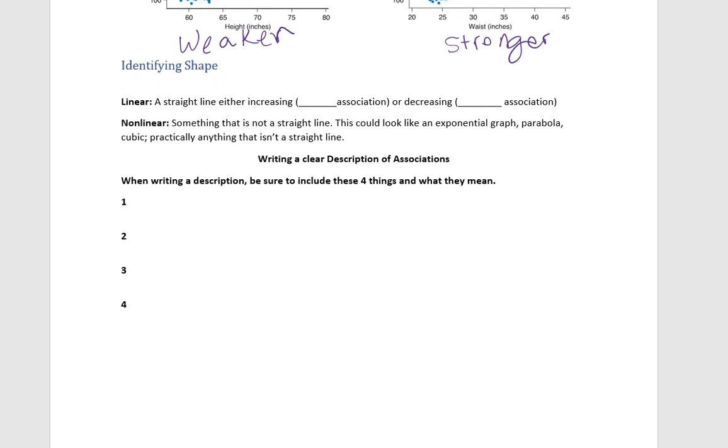Now, when we're identifying the shape, what we can do is put them into two groups. So you either say that the shape of the graph looks linear, which means it's a straight line, which means that it's either always going to be increasing, which means a positive association or a positive slope, or decreasing. Anything that isn't a straight line in this class, we're just going to say it's nonlinear. So this could look exponential, it could look like a parabola, a cubic, basically anything that isn't a straight line.